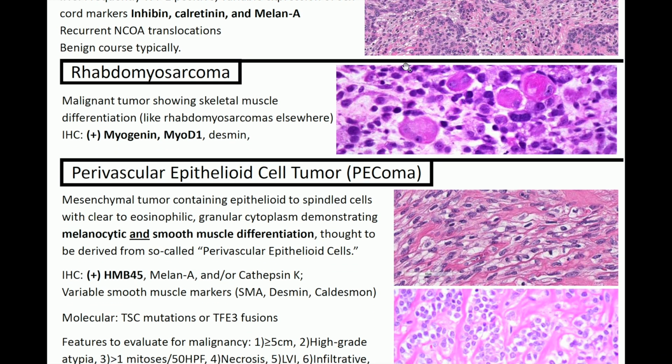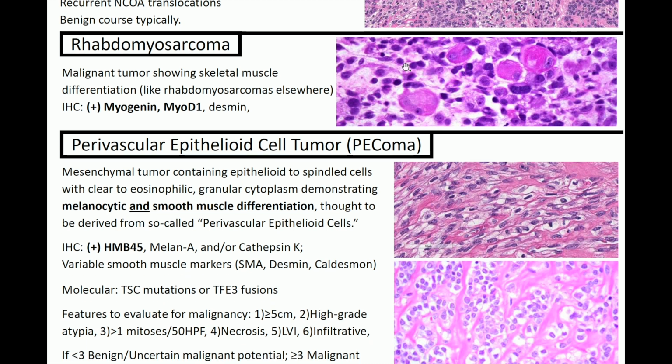Next up, we've got rhabdomyosarcoma, which is a malignant tumor showing skeletal muscle differentiation like a rhabdomyosarcoma elsewhere. And the IHC is going to be positive for myogenin, MyoD1, or desmin.